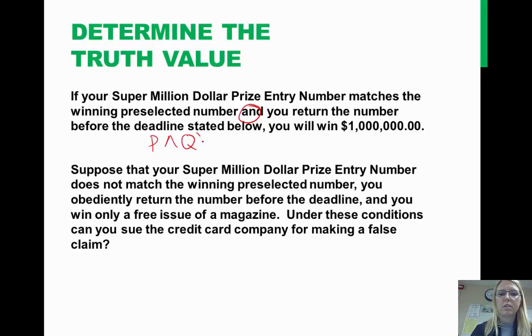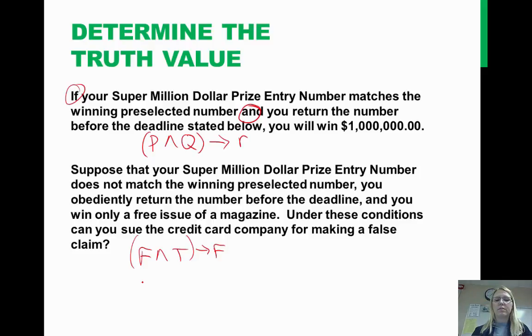Notice there's a comma here, so we're going to put parentheses around it. It's an if-then, so it'll be an arrow. You will win $1 million, that'd be an R. So let's take this next part and plug it into this. Suppose that your $1 million prize entry number does not match the winning pre-selected number, so that's going to be a false here. You do return the number before the deadline, so that would be a true. And you win only a free issue of the magazine. So really you did not win the $1 million, so that would be a false.